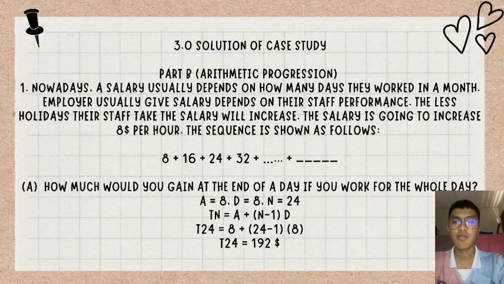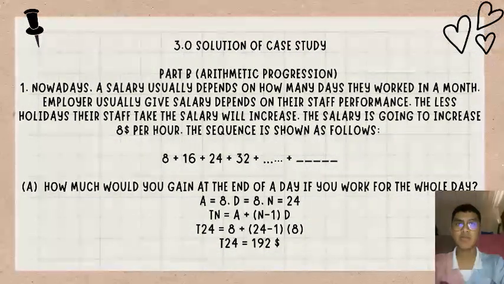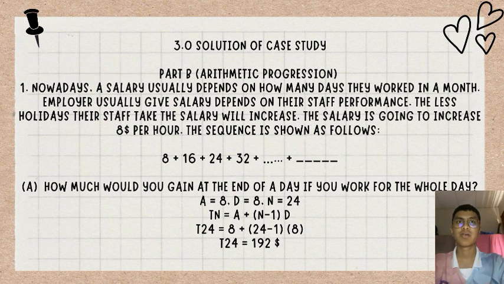3.0 Solution of Case Study. Part B, Arithmetic Progression. Number 1. Nowadays, a salary usually depends on how many days they work in a month. Employers usually give salary depending on their staff performance. The fewer holidays their staff take, the more the salary will increase. The salary is going to increase $8 per hour. The sequence is shown as follows: 8 plus 16 plus 24 plus 32 and so on.